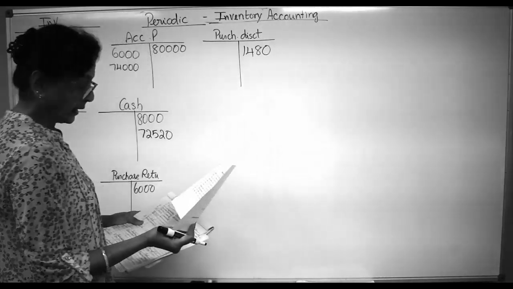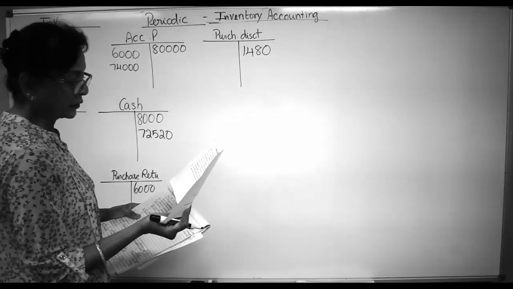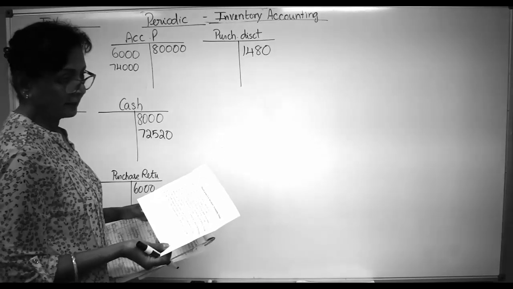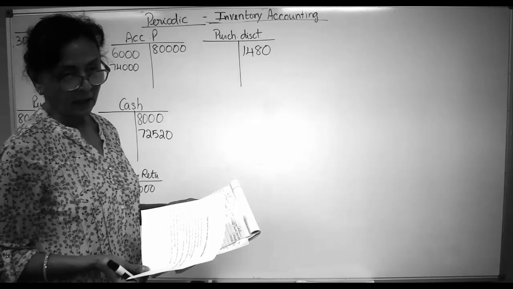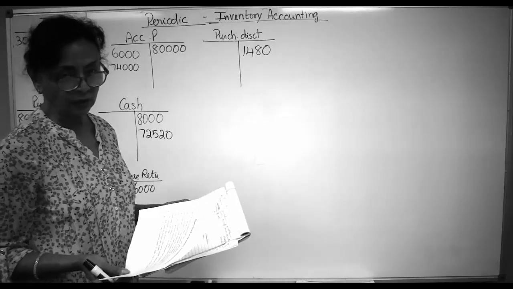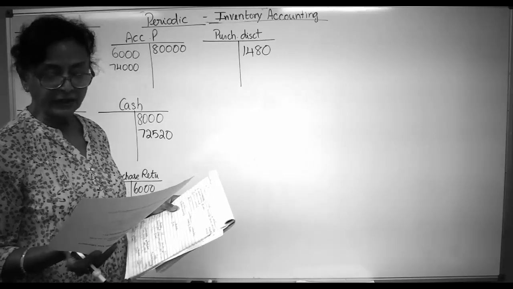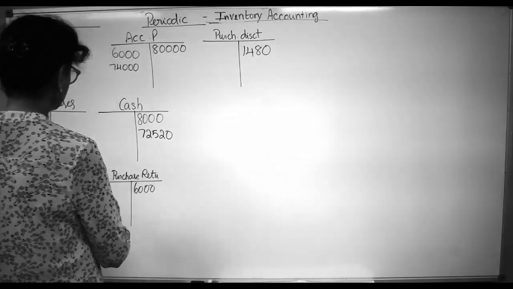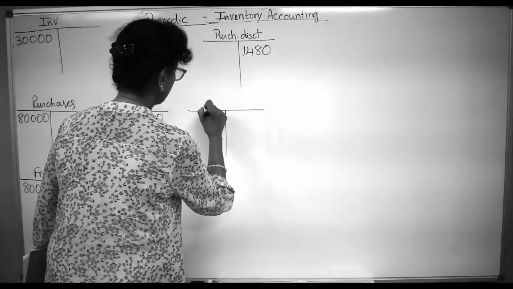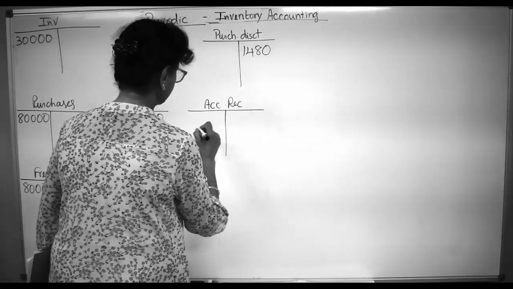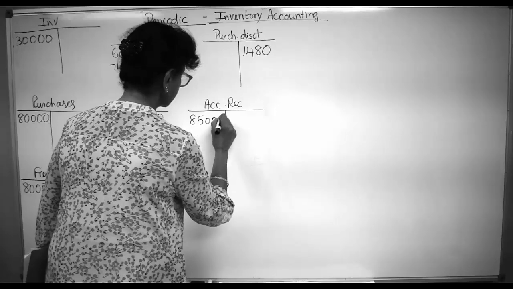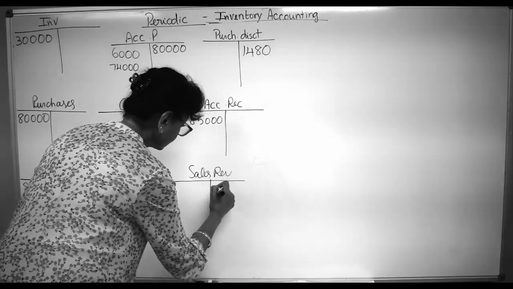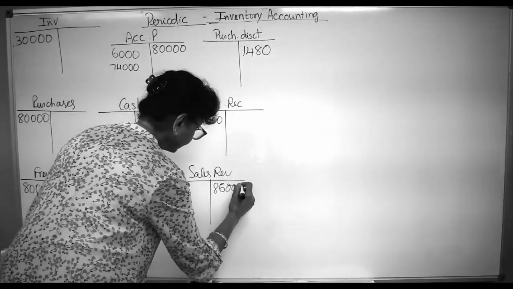Next one, on January 15, the company sold televisions to a customer for a price of $85,000. Now in the periodic system, the company does not keep track of the cost of the inventory sold. So they will only have the information about the price these televisions were sold, and that is $85,000 on account. So here you will debit accounts receivable $85,000 and credit sales revenue $85,000.